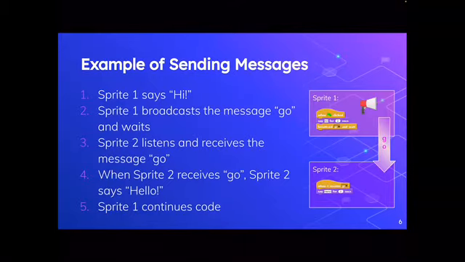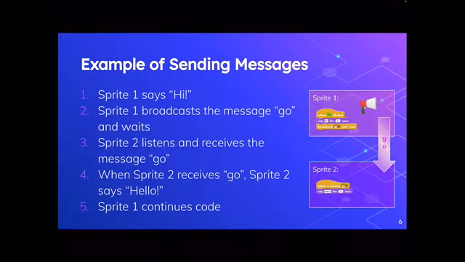So in sprite 1's area, this would be the segment. We have when the green flag is clicked, say hi for 2 seconds, then broadcast go and wait. So for sprite 2, when I receive go, so when sprite 2 receives go, sprite 2 would say hello for 2 seconds. So what does this look like? First, the user is going to click the flag. So the user clicks the flag, and then sprite 1 says hi.